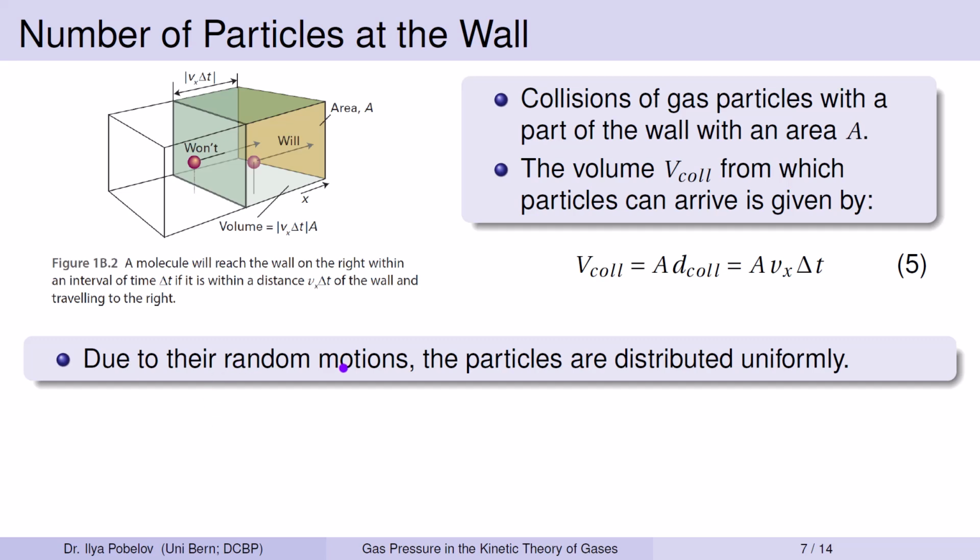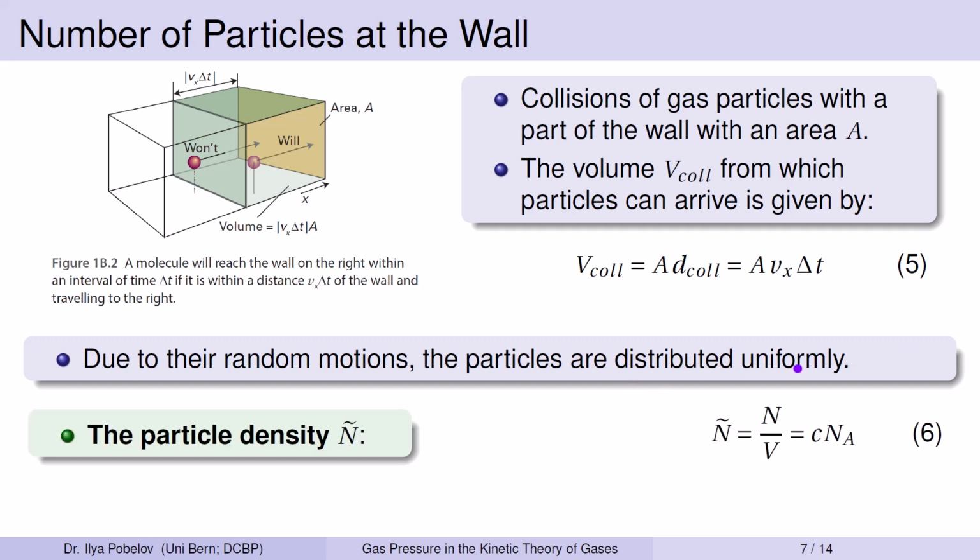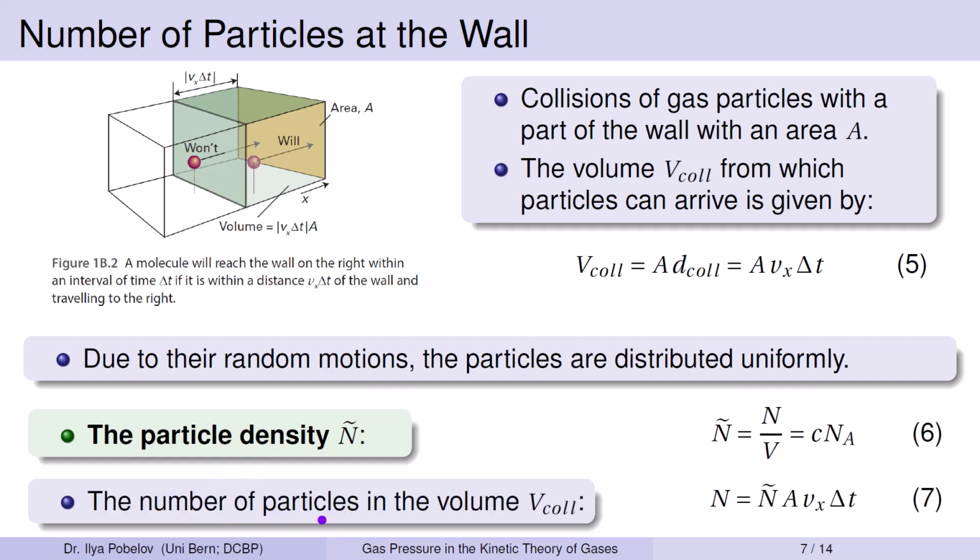Due to their random motions, the particles are distributed uniformly. To quantify this distribution, we introduce the particle density n tilde, an intensive quantity defined as the number of particles N per volume V. According to this definition, it is equal to molar concentration multiplied by the Avogadro number. Therefore, the number of particles in this volume is given by n tilde times A times vx times delta t.